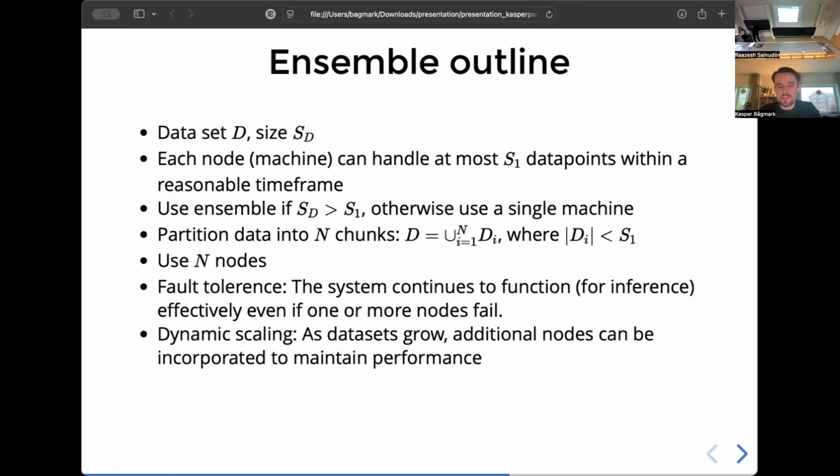It's a super simple idea. It scales very easily. So as the data set grows, we can just add additional nodes arbitrarily, as long as our cluster supports this to maintain a similar performance.